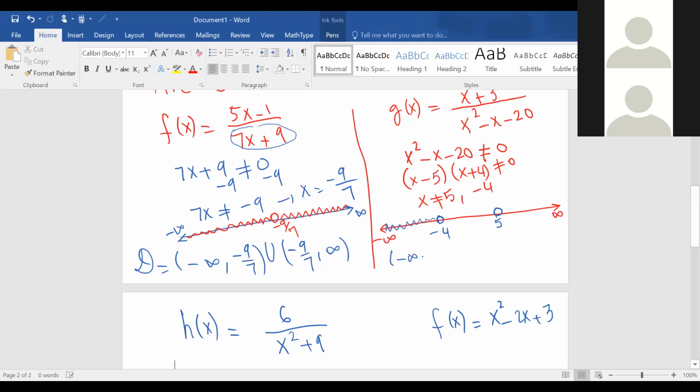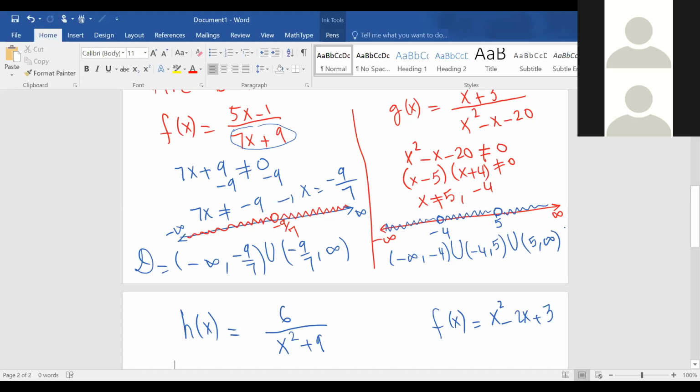Parenthesis, negative infinity, and then negative 4 and a parenthesis. Yep. And what is the symbol in the middle? The union. Yeah. And then you do negative 4 and 5, and then another parenthesis and another union, and then parenthesis 5 and then infinity, and then parenthesis. That is correct. Thank you very much, both of you.